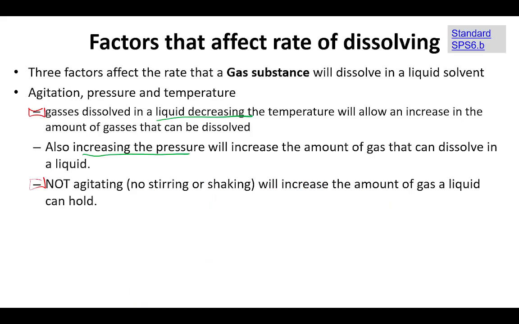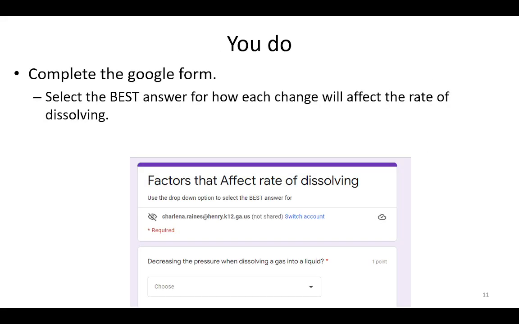So for the you-do portion of this particular lesson, there is a Google form. Once you get to the Google form, you're going to select the best answer for how the change will affect the rate of dissolving. That is it for this video lesson.